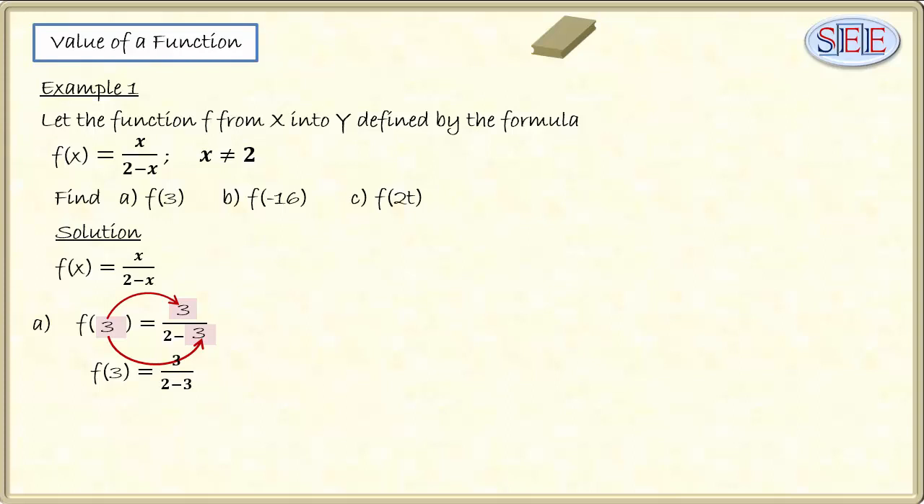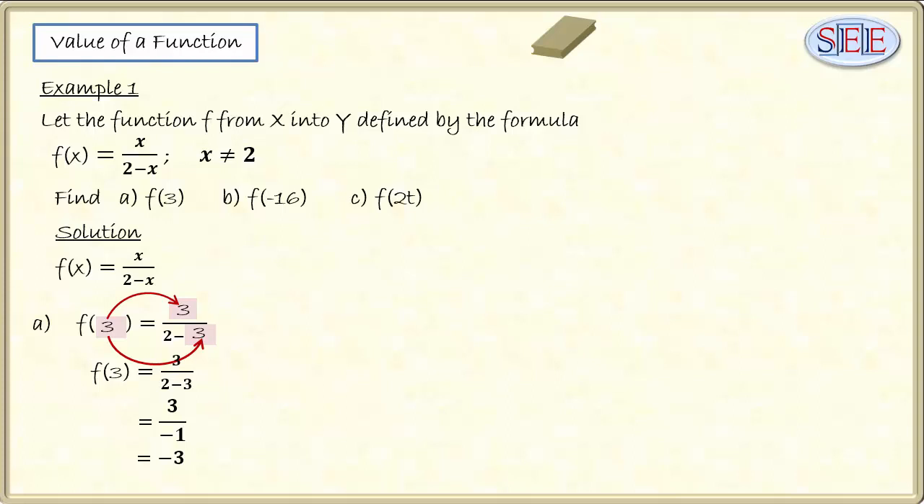So we continue. f of 3 would now equal 3 all over 2 minus 3. Subtracting 3 from 2 gives the answer minus 1. So I have f of 3 equals 3 all over minus 1, and 3 divided by minus 1, the answer is simply minus 3. Therefore, the value of this function at x equals 3 is minus 3.